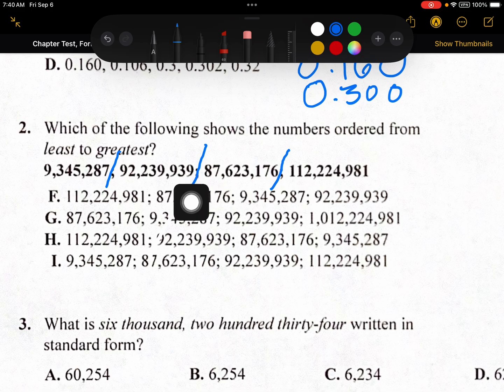Which of the following shows the numbers ordered from least to greatest? I've put a dash in between each of these chunks so you can more clearly see the numbers. You need to stack them and figure out which one is the littlest and which one is the biggest, and which of these answers have them ordered correctly. Number 3.